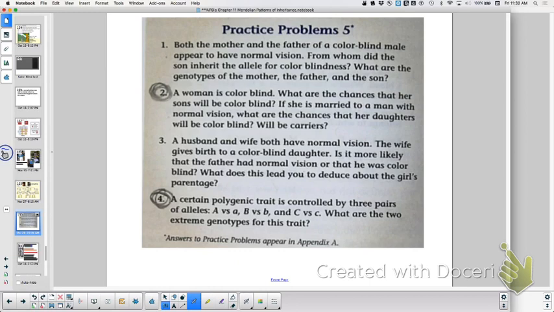Oh, okay. Oh, incomplete penetrance. The dominant trait is not always fully expressed.